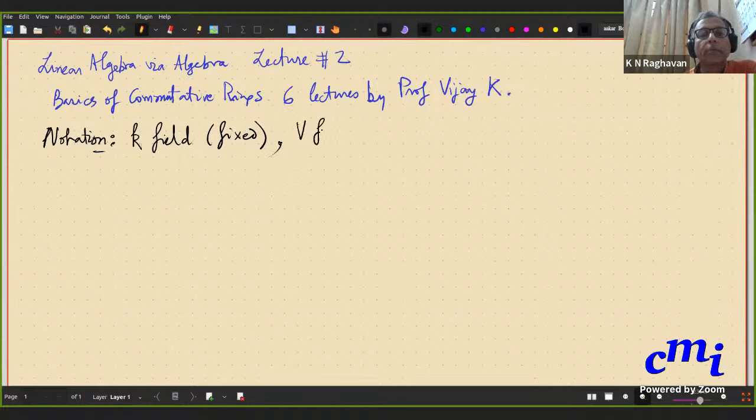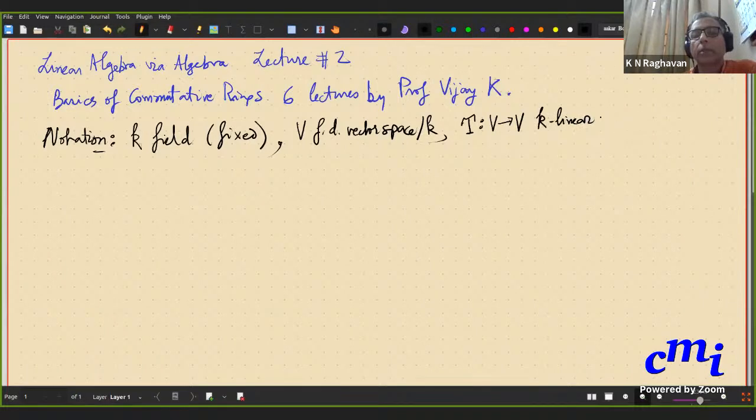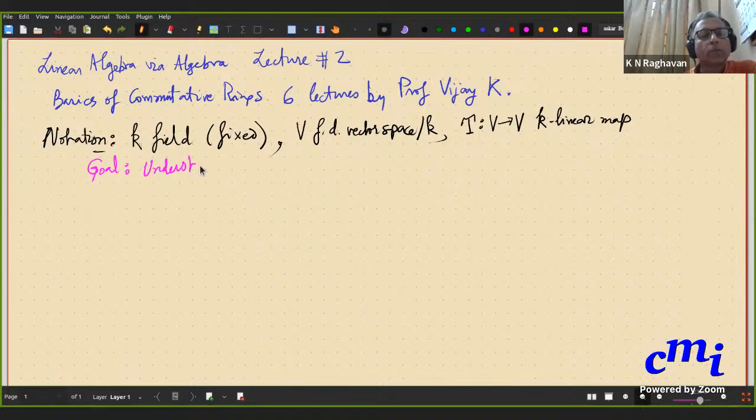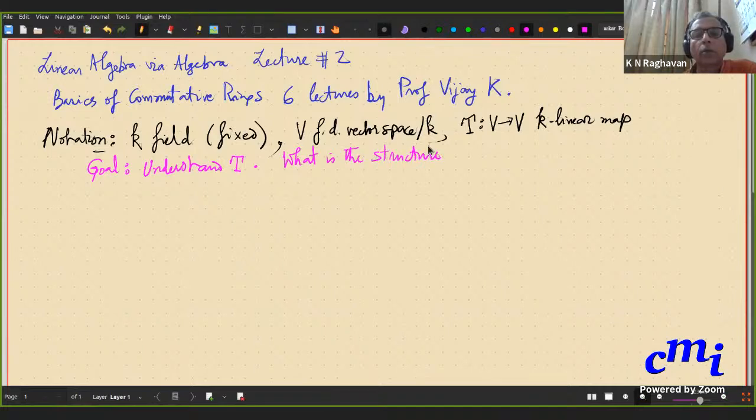V is a finite dimensional vector space over K, and T is a linear transformation, a K-linear map. In other words, a linear transformation from V to V. Now, the goal is to understand T. What is the structure of a linear transformation?